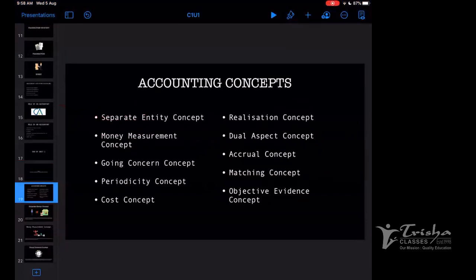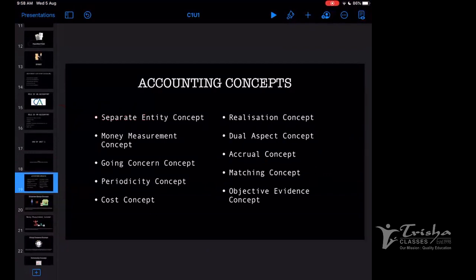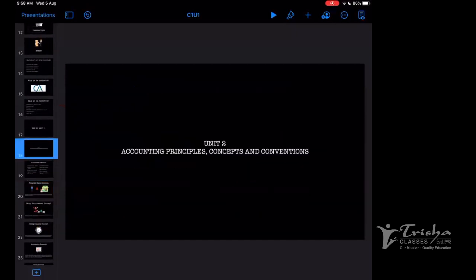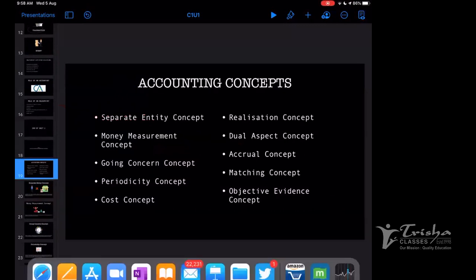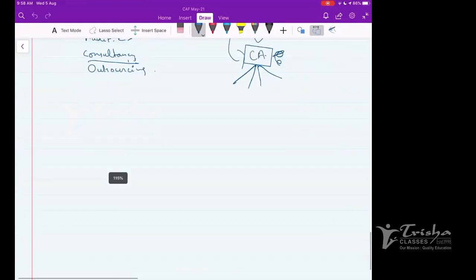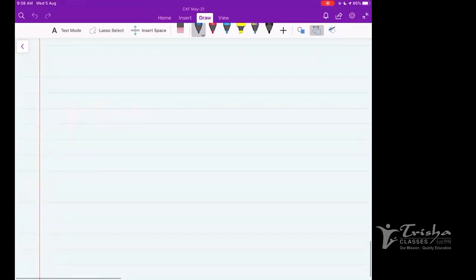First, these are the concepts I'm going to discuss as part of your syllabus. I'll discuss the meaning of convention and all, don't worry. Accounting concepts, we studied 10 of these. These are the 10. You have heard about all this already. So we discussed this. Now, before we start writing, we will just write accounting principles, meaning of accounting principles.